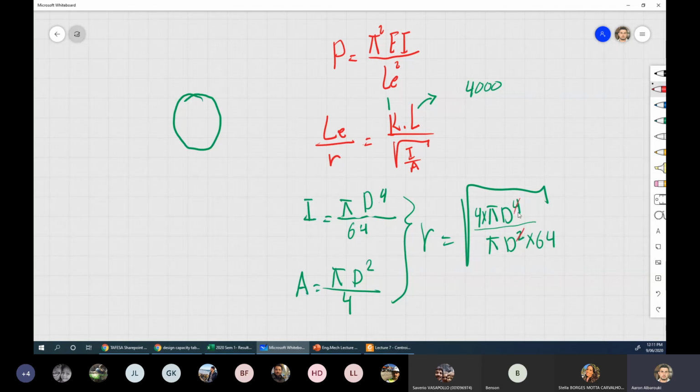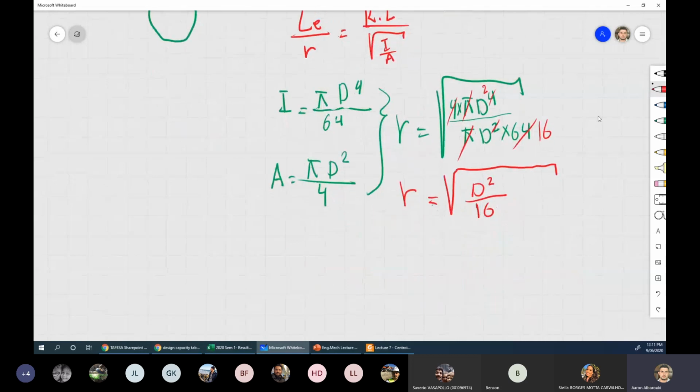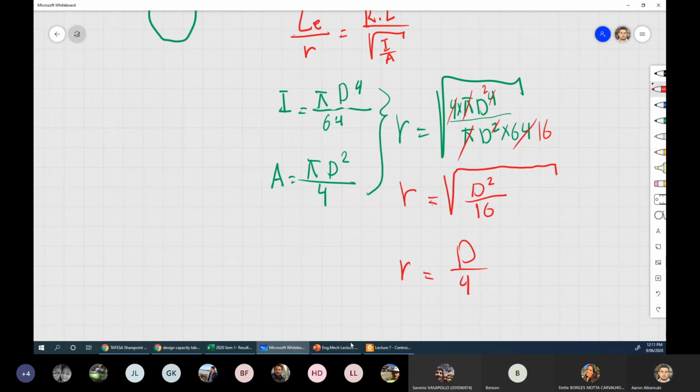So we can start cancelling things together. This will be cancelled with that, we'll leave just d square at the top. Pi will be cancelling each other. And we've got the 4, 64 and 4, so altogether r will equal pi is gone, d square, as we agreed will be 16, d squared on 16. And if you take the square root of that, r will equal d on 4. All good?